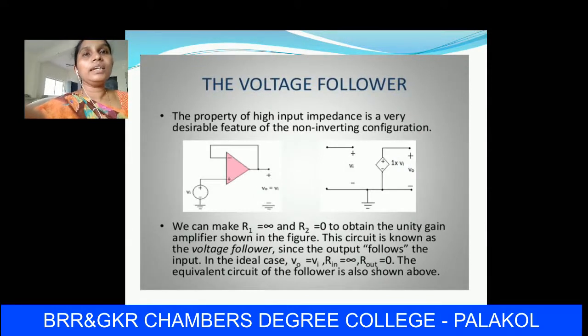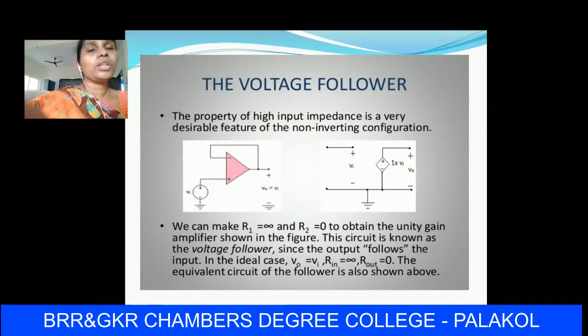That means the output has no change relative to the input. For example, if the input voltage is 5 volts, then the output voltage is also 5 volts. Likewise, there is no change in the phase or amplitude, so the input voltage is equal to the output voltage. That's why the operational amplifier is also called a voltage follower. The property of high input impedance is very high.